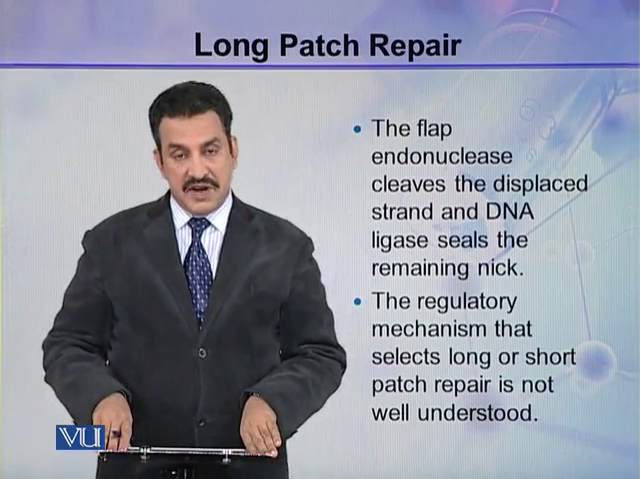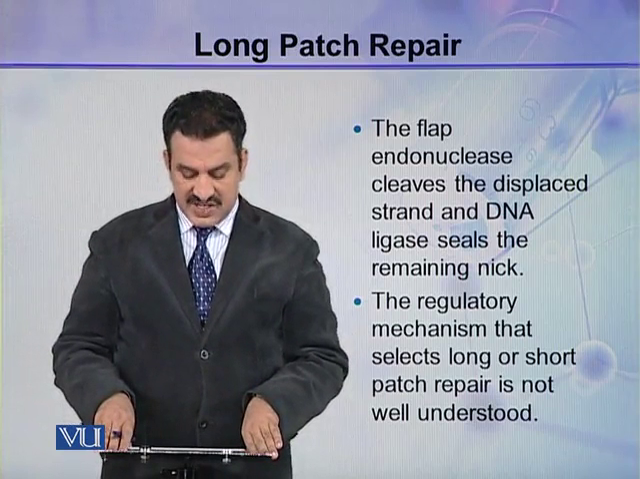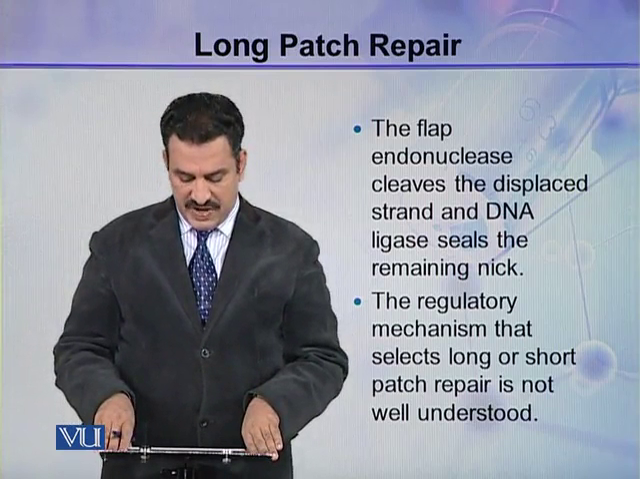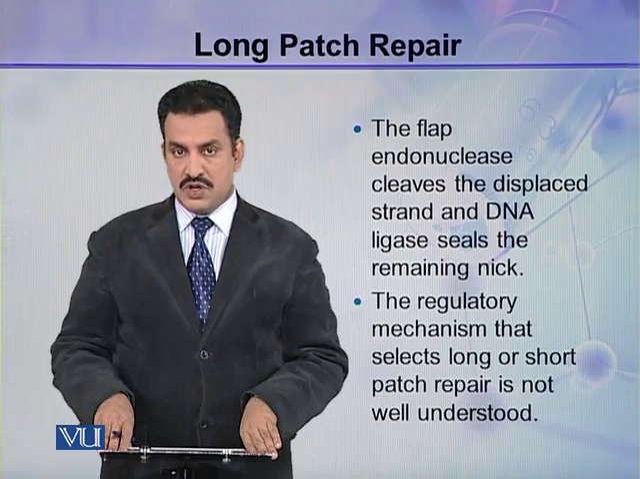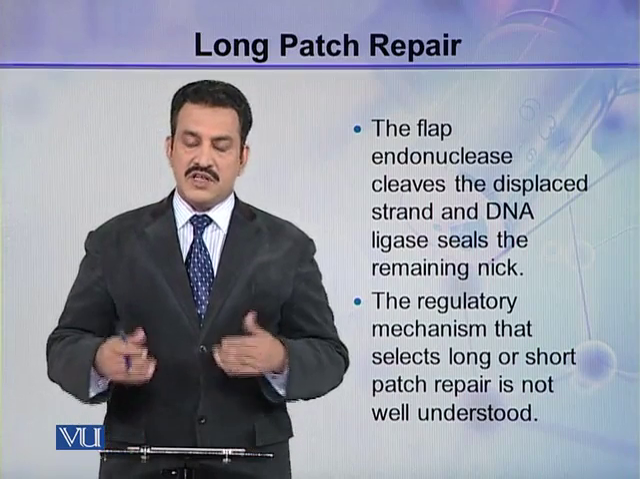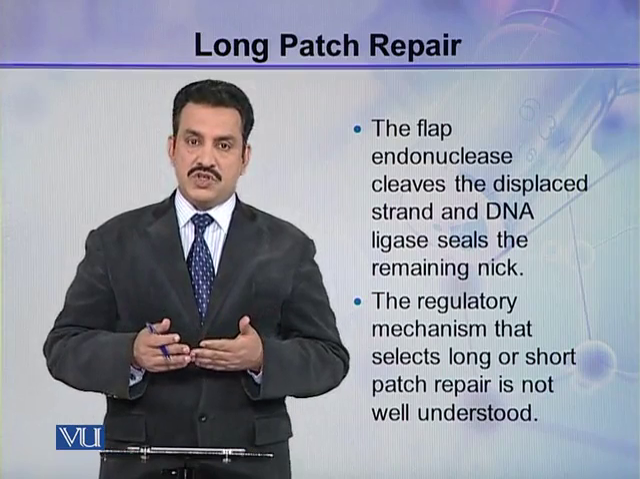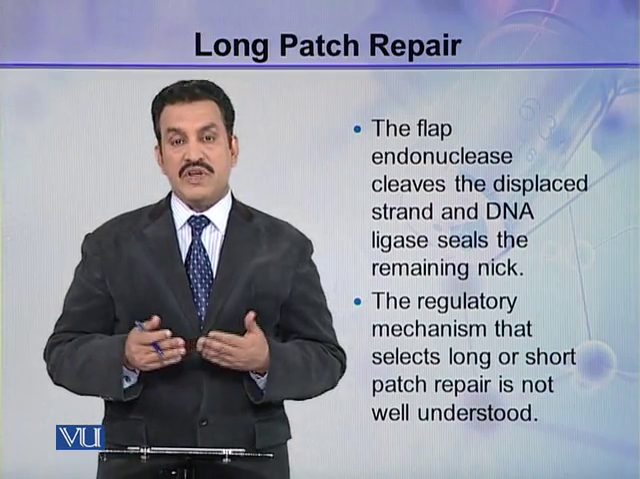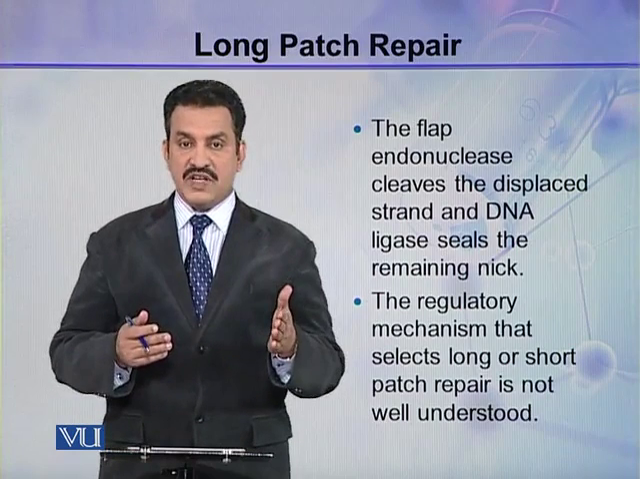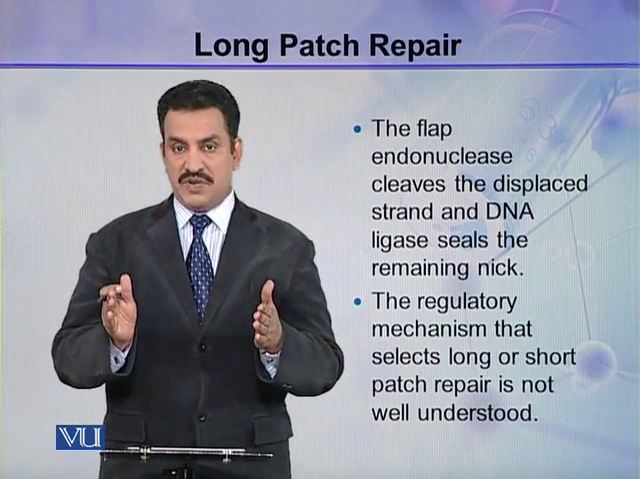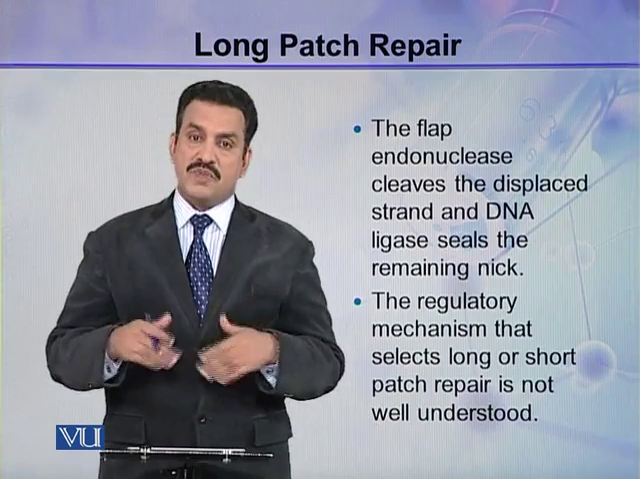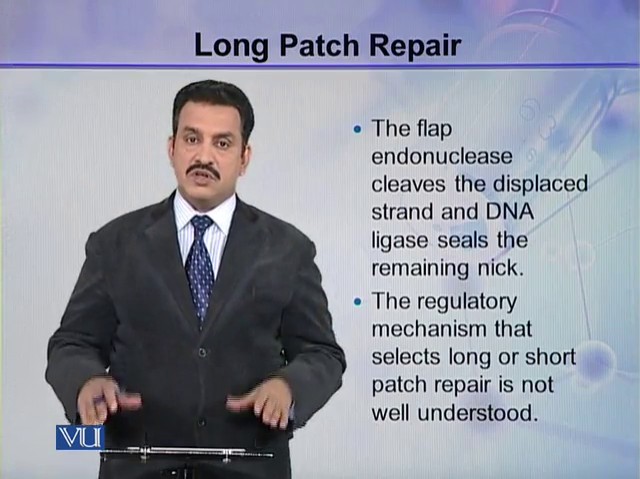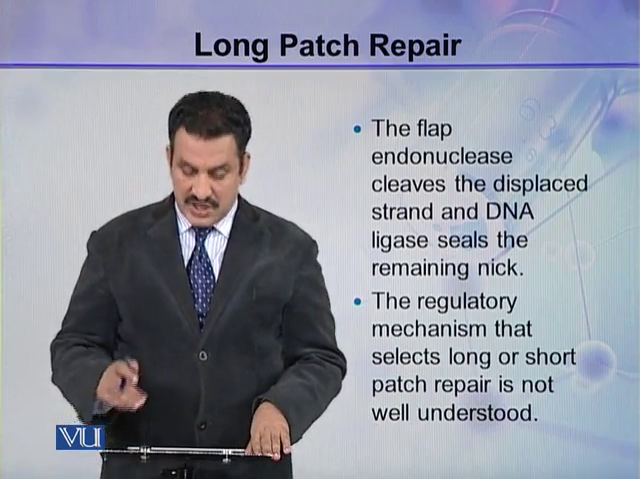The regulatory mechanism that selects long or short patch repair is not well understood. If there is some damaged DNA, the regulatory mechanism will select either short patch repair or long patch repair. What determines this? This is not clear.